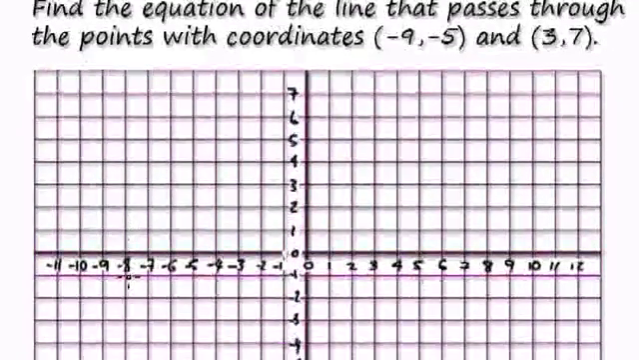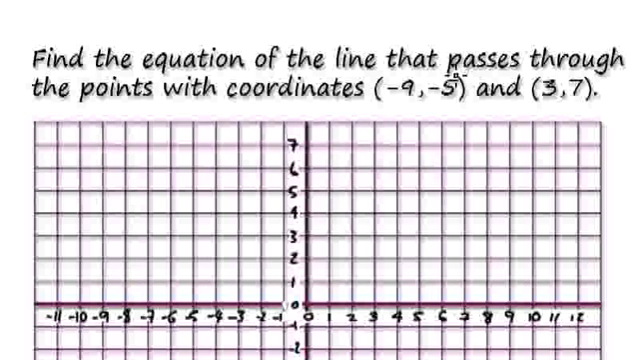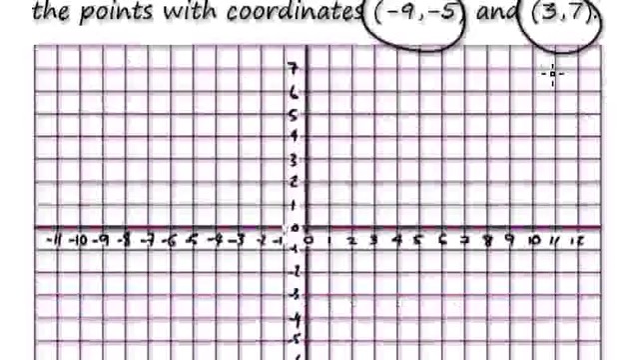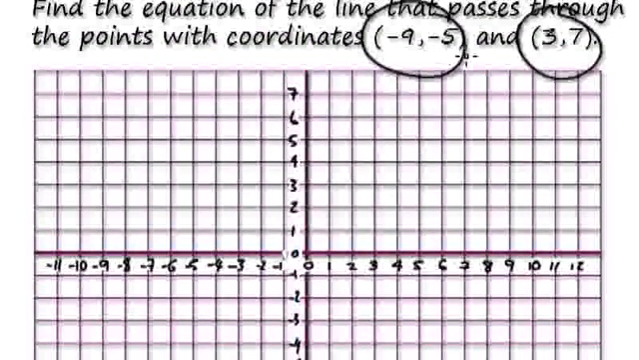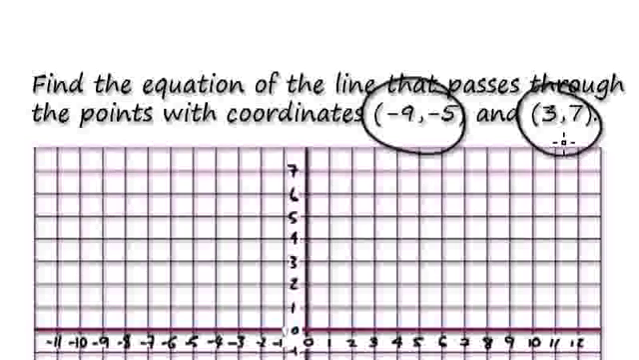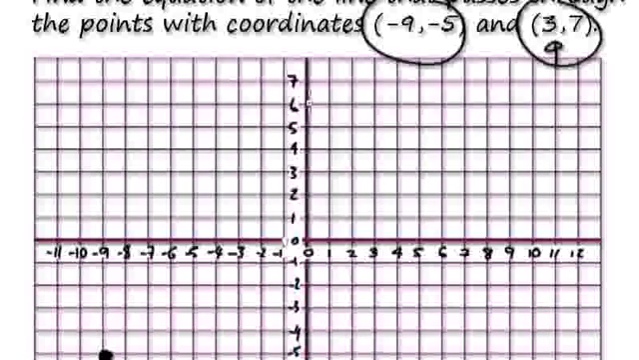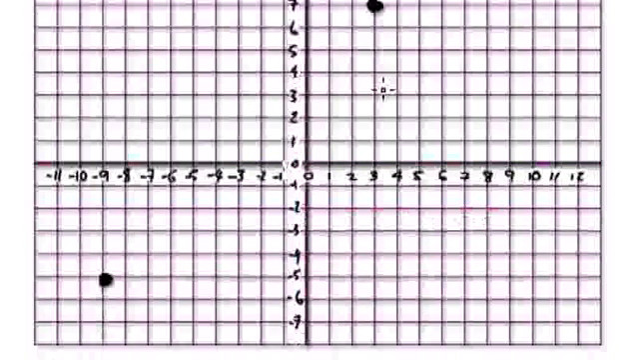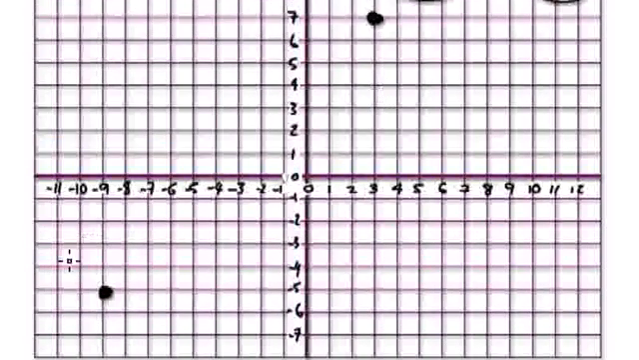So now it's your turn to have a go. Find the equation of the line that passes through this point and this point. That will look like this: -9, -5 will be here, in this quadrant, and this other point is 3, 7: 3 across and then 7 up. Well, you now have your straight line here.